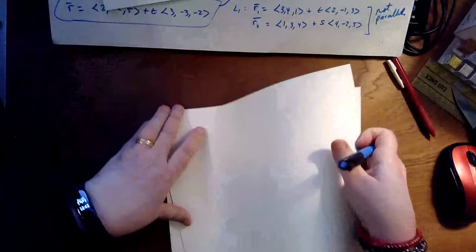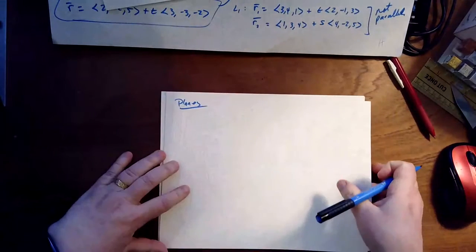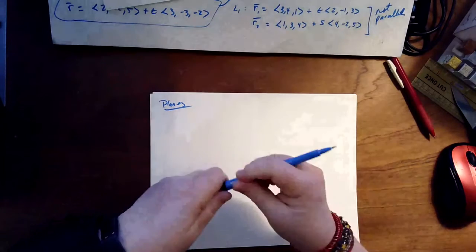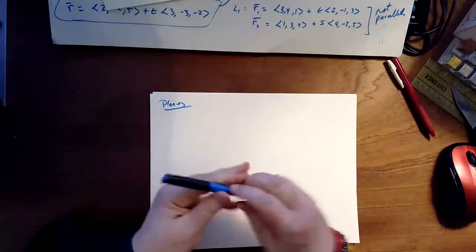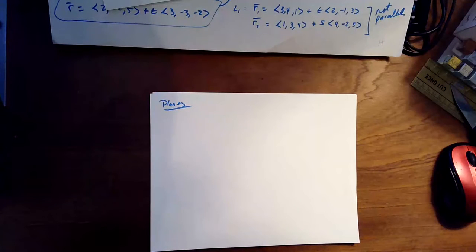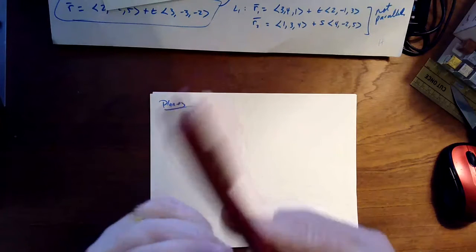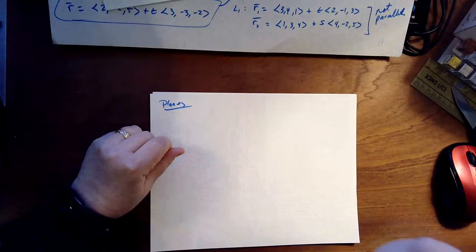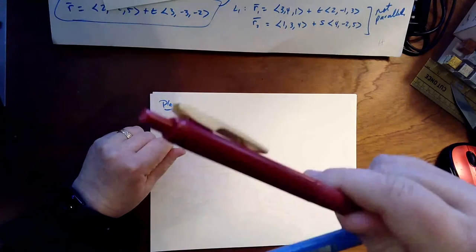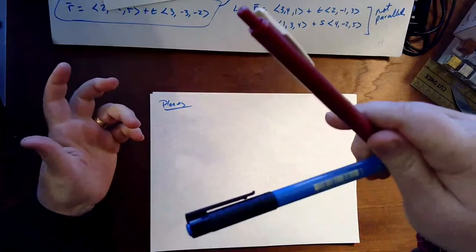What about planes? We don't usually talk about the equation of a plane in 2 space because there's only one plane. A plane is defined by 2 vectors. That's what these pens are. 2 vectors. Can you see that? So if I know a point on the plane and I know 2 vectors in the plane, I can come up with the equation for the plane.